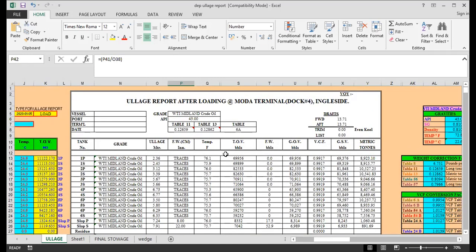I hope you have understood the basics of these cargo calculations. If you have any questions or any doubts, you can put them in the comment section. I will try to give a clarification, or I will try to explain those doubts.